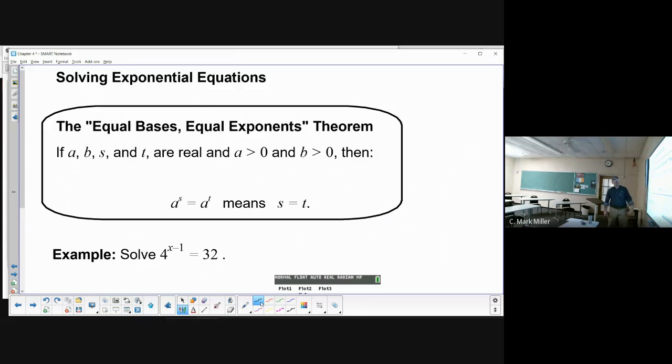A little theorem here. Equal bases means equal exponents. What does that mean? If I have a to the s equals a to the t, since the base is the same, the exponents have to be. If I get 2 to the pig equals 2 to the cow, then pig has to equal cow. A to the s equals a to the t means s equals t.